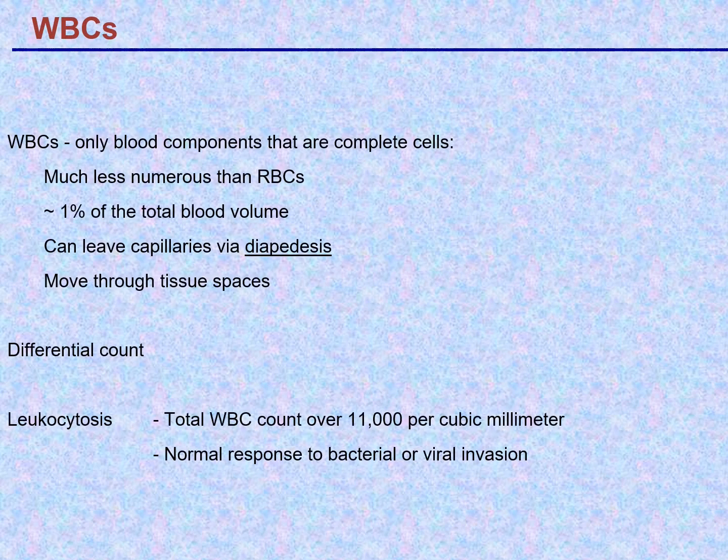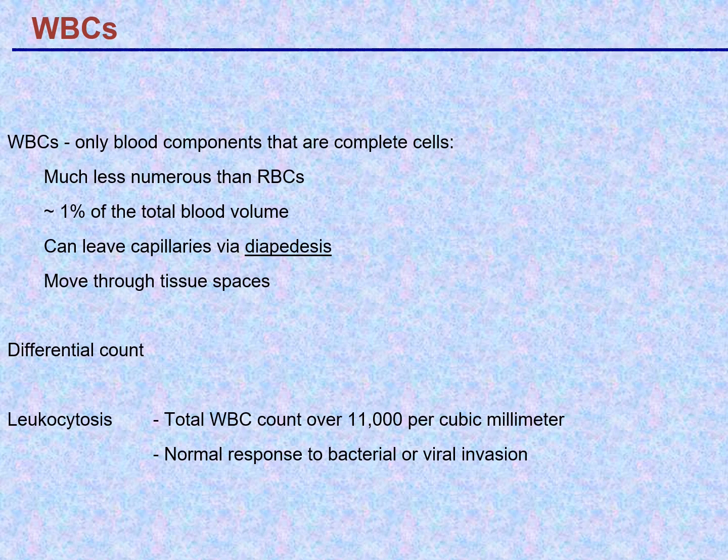These white cells are what are called, I guess, complete, in that they have a nucleus and they're out in the periphery, whereas the red blood cells don't have a nucleus. And they are much fewer in number than red cells. In terms of volume, they make up about 1% of the total blood volume.